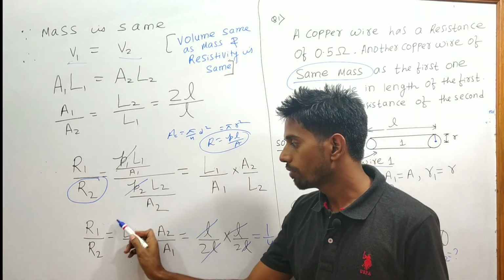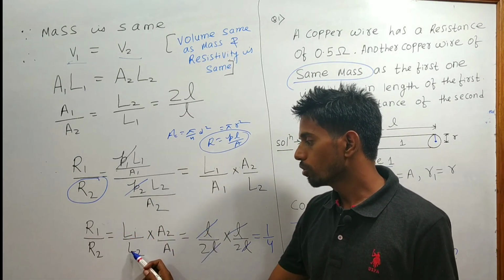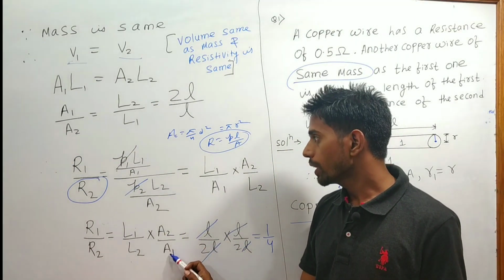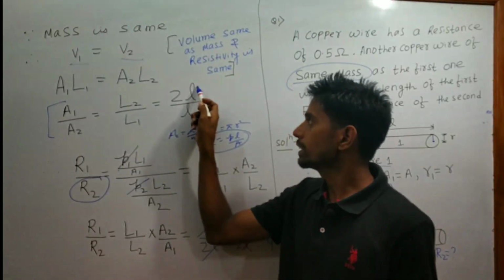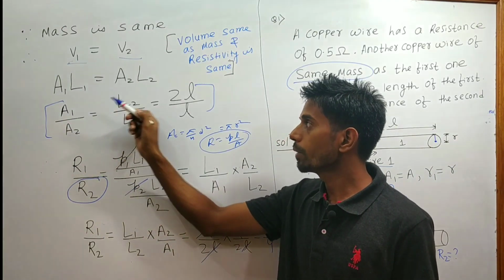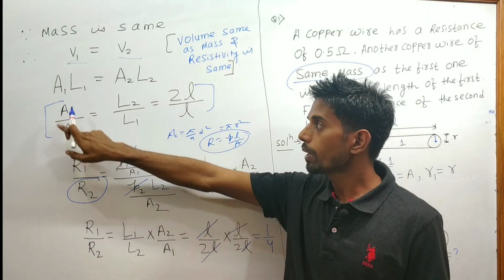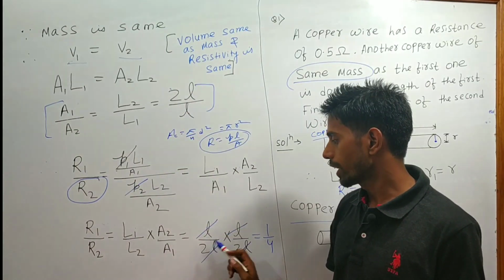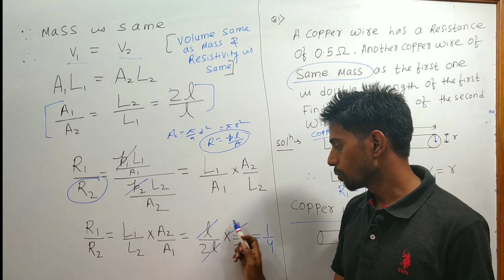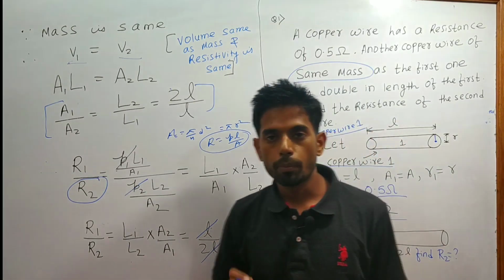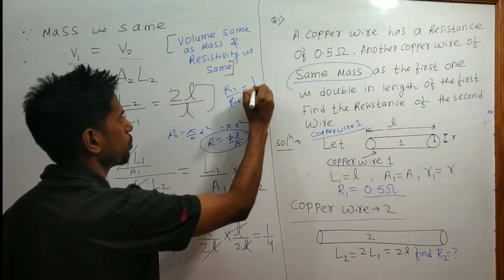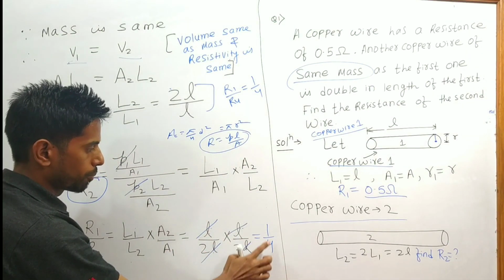We can directly put the value of L1, that is L, value of L2 is 2L, into A2 by A1. See, A1 by A2 is this one. So how to find A2 by A1? A2 by A1 is the reciprocal of this. So A2 by A1 is L by 2L. So LL cancel. So this will become 1 upon 4. So R1 by R2 is what? R1 upon R2 is equal to 1 upon 4.